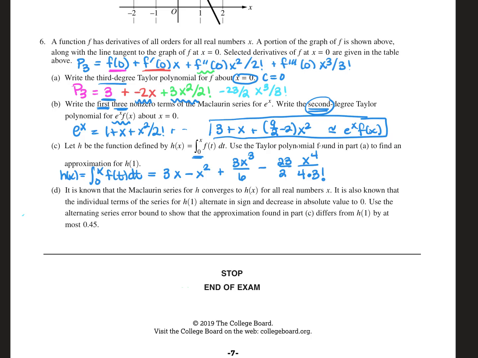So now all we need to do is plug in 1. So h of 1 is approximately equal to 3 minus 1 plus 3/6 minus 23/2 over 4 times 3 factorial.